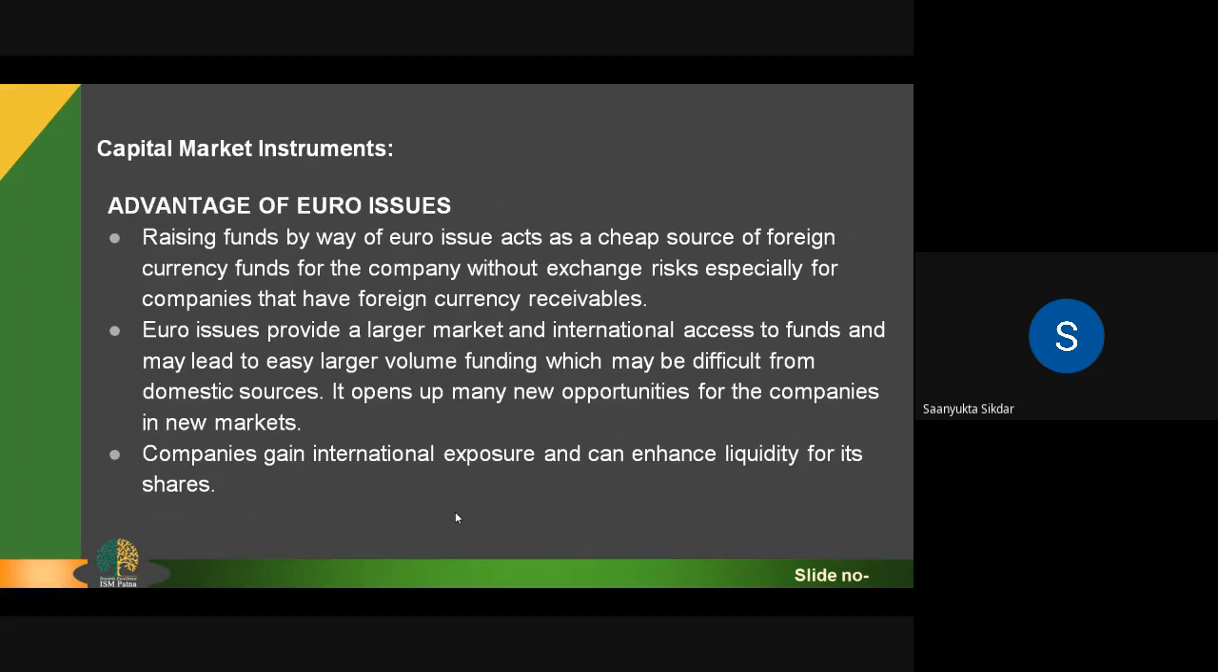These are the advantages of euro issues. Raising funds by way of euro issue acts as a cheap source of foreign currency funds for the company without exchange risks, especially for companies that have foreign currency receivables. Euro issues also provide a larger market and international access to funds, and may lead to easier, larger volume funding, which may be difficult from domestic sources. It opens up many new opportunities for companies in new markets. Companies gain international exposure and can enhance liquidity for their shares.